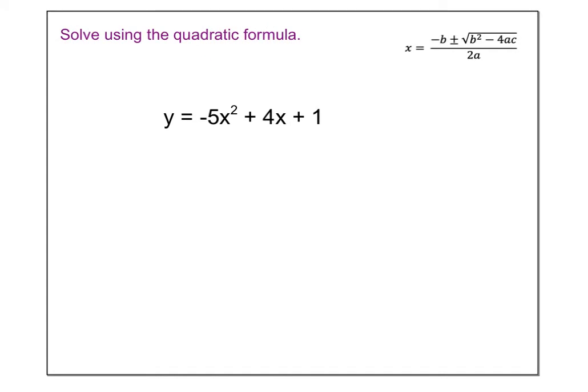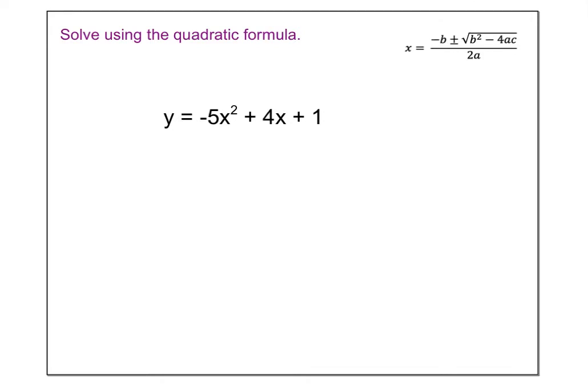If you're told to solve using the quadratic formula, you would notice this, y equals negative 5x squared plus 4x plus 1. It's a quadratic function. It's in standard form. The y-intercept is (0, 1). When it's asking you to solve this, you're trying to find the x-intercepts. Let's do this using the quadratic formula.